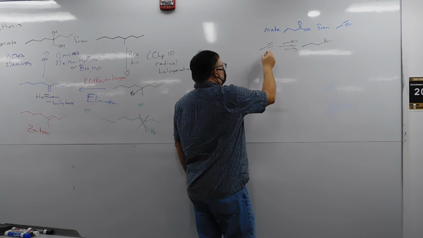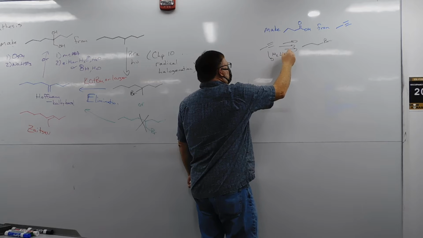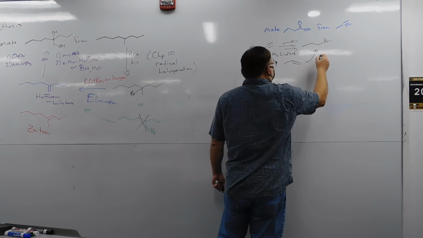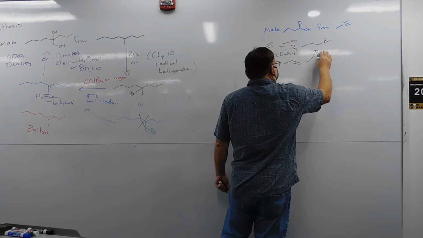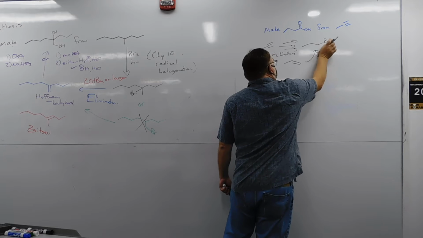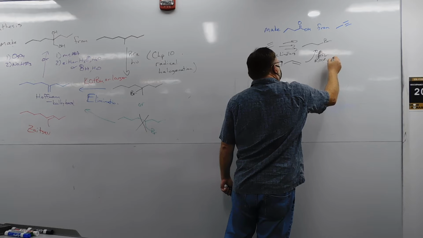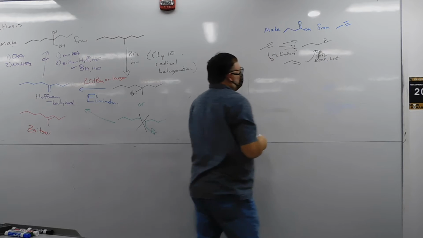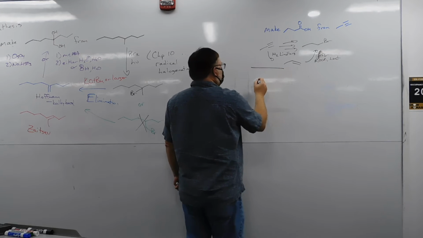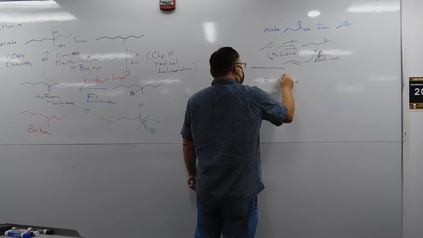First thing you do is H2 and Lindlar's. That'd give you the propene, and then HBr, peroxides, heat. Do an anti-Markovnikov addition. But you're going to end up with one too many carbons, and there's no way around this. So then do an alkylation.